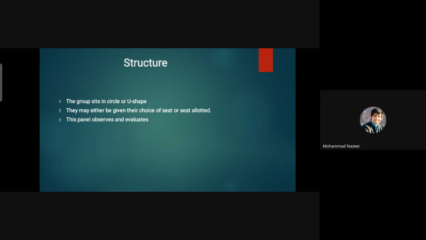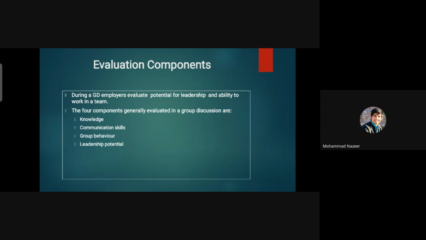And whenever we are sitting for a group discussion, always remember that everyone will sit in a circle, or it will be a U shape. Everyone will be given a freedom of choice of seat, or there will be seats which will be allocated. And then there will be a panel who will be observing you and evaluating you. This is what they are going to see.